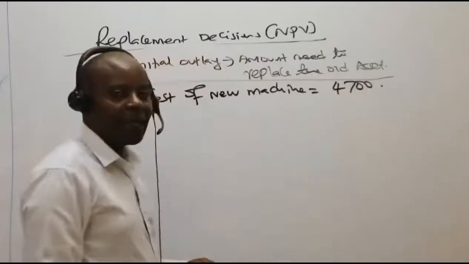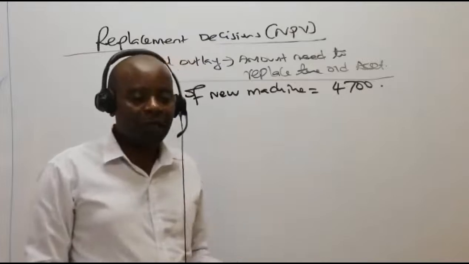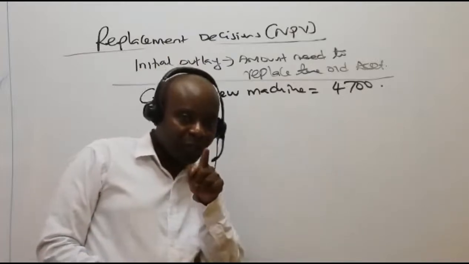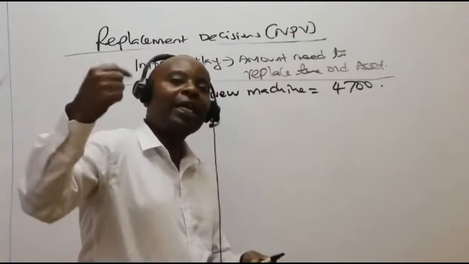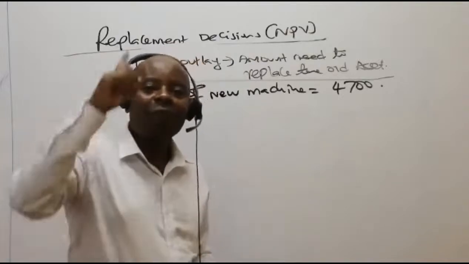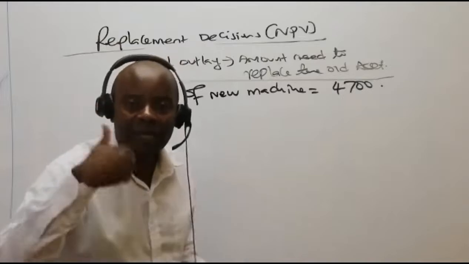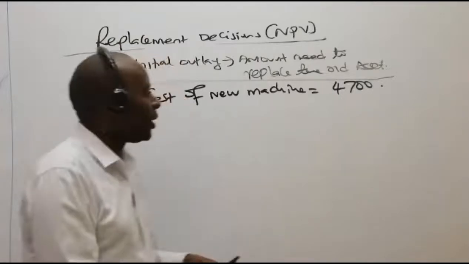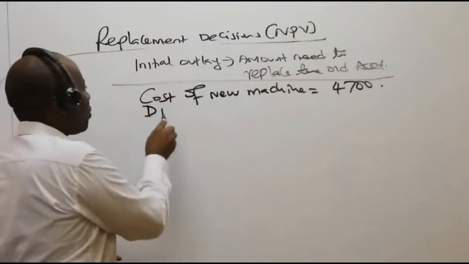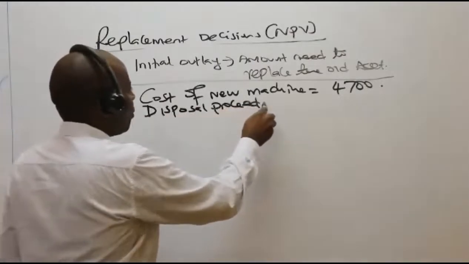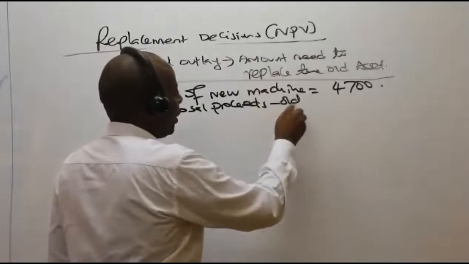Ladies and gentlemen, remember straight away, as I procure this new machine, I'm going to get a relief. A relief of what? I'm going to get some amount out of selling the old asset. So in this case here, give us the disposal proceeds of the old machine.